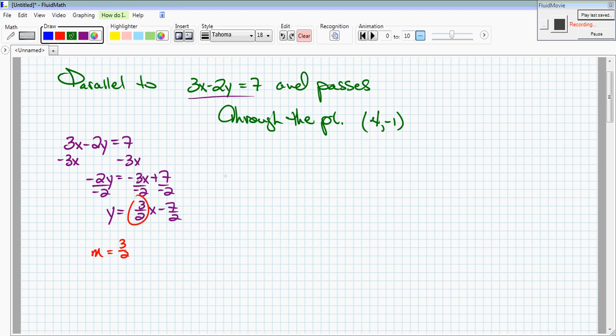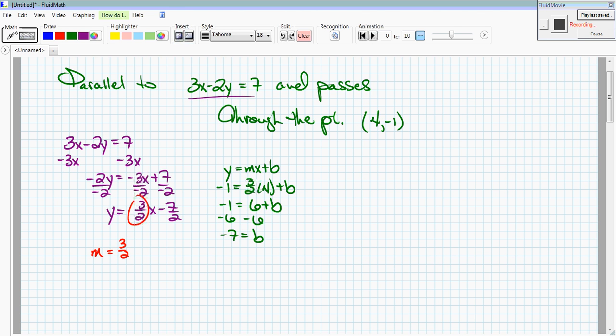So again, we'll use y equals mx plus b. Remember, the x and the y represent an ordered pair on the line that we're writing the equation for. It passes through the point (4, -1). So we have negative 1 equals 3 halves times 4 plus b. So negative 1 equals 3 halves of 4. Half of 4 is 2. Times 3 is 6. So we're going to subtract 6, and we get a y-intercept of negative 7.